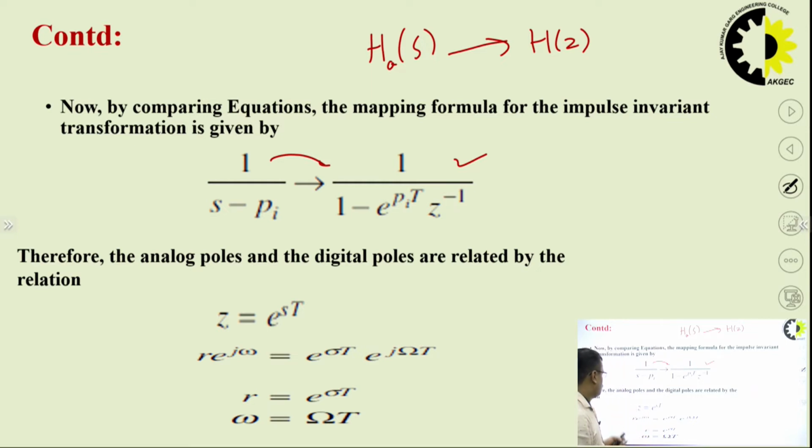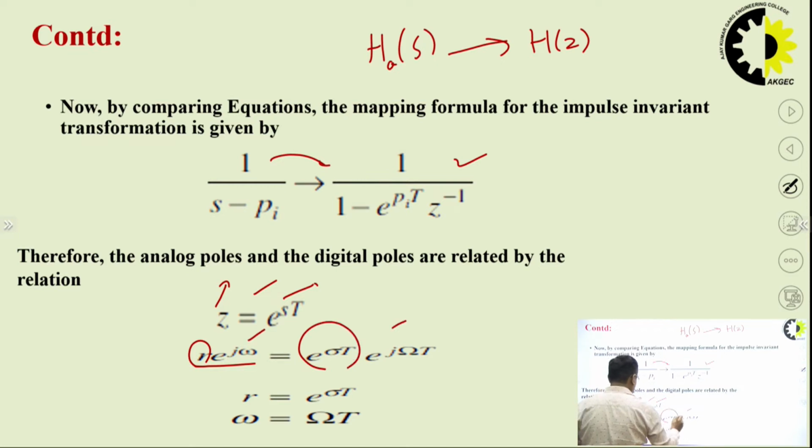Okay. So, now you can also analyze something from the equation z is equal to e to the power sT. If you put z, it means r into e to the power j omega. Z means what? It is in digital domain. S means it is in analog domain. So, e to the power sigma T into e to the power j omega T. Now, if I compare the terms, this and this and this and this, so we will get this term. Okay. So, analog and digital poles you can compare here from these expressions.